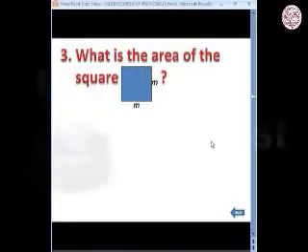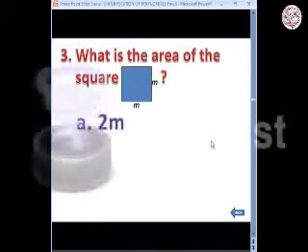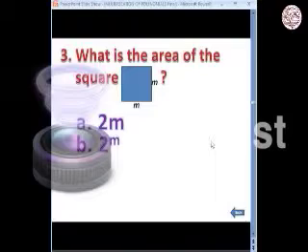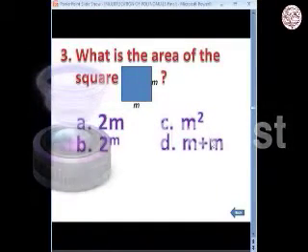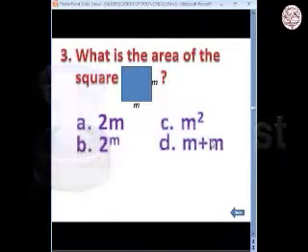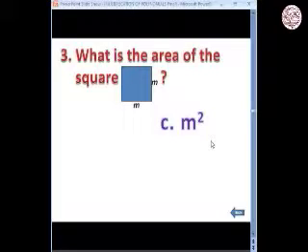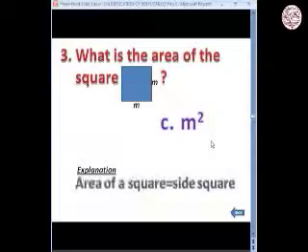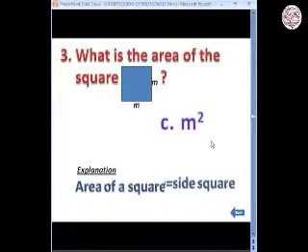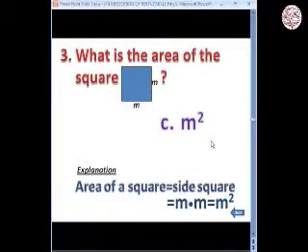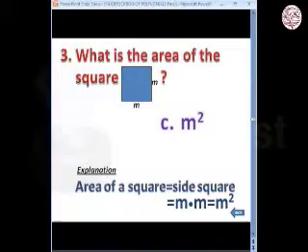What is the area of the square given the figure? Letter A, 2m. Letter B, 2 raised to m. Letter C, m squared. And letter D, m plus m. Okay, I've stopped for 3 seconds. The answer is letter C. The question is why? Because the area of a square is actually equal to the side squared, which is equal to m times m, or that is equal to m squared, right?